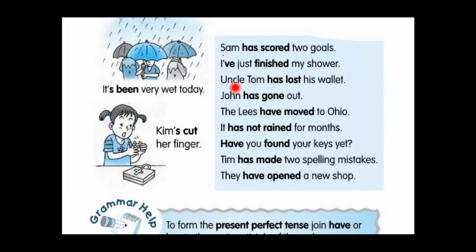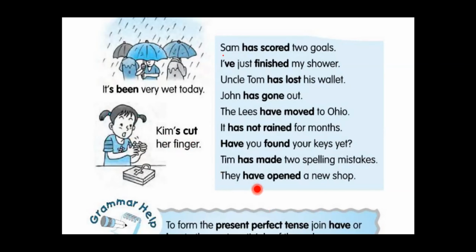Now see over here, it's been very wet today. So here the short form, contraction, is used: it's. So it's been, this is nothing but present perfect tense. It's been very wet today. Next, Kim's cut her finger. Kim has cut her finger, short form, contraction is used. So instead of that, Kim's cut her finger is used. So here cut is the present perfect tense.